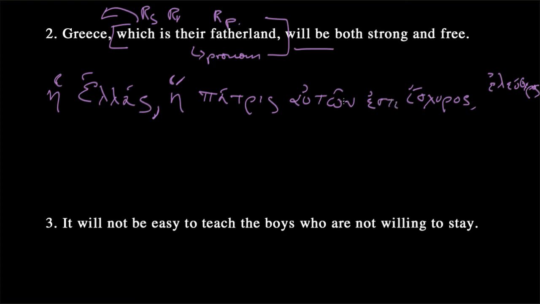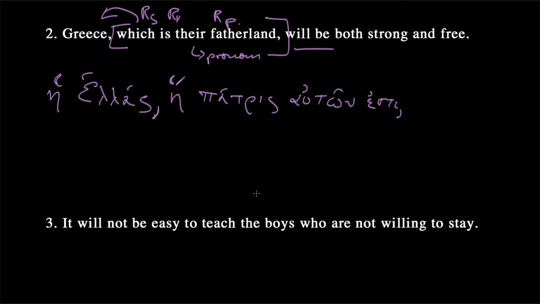And that's enclitic, but because this final has a circumflex on the autōn, we're done. We don't need to add anything. So Greece, which fatherland of them is, which is their fatherland, will be both strong and free. Let's start a new line.